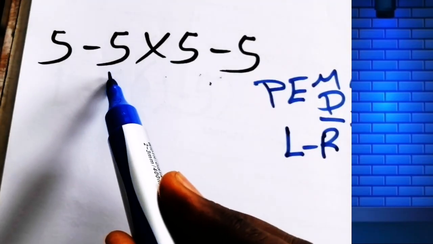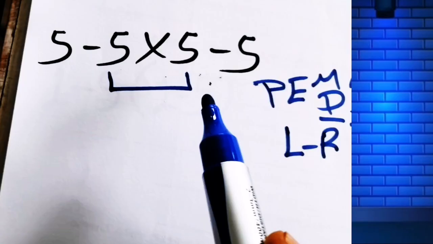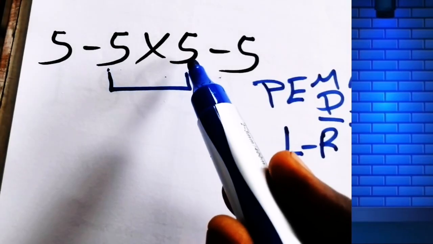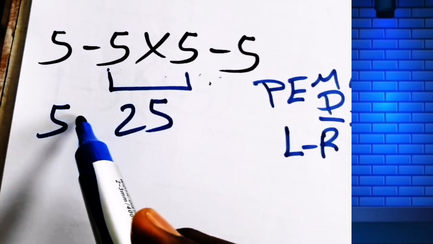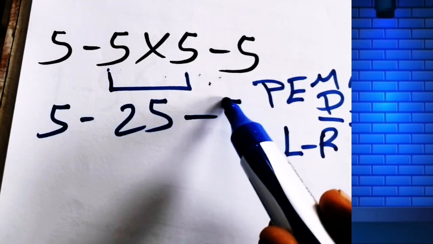Okay? Therefore, multiplication has higher priority than subtraction. Therefore, we have to multiply these numbers first. Therefore, 5 times 5 which gives us 25. Then 5 minus 25 minus 5.